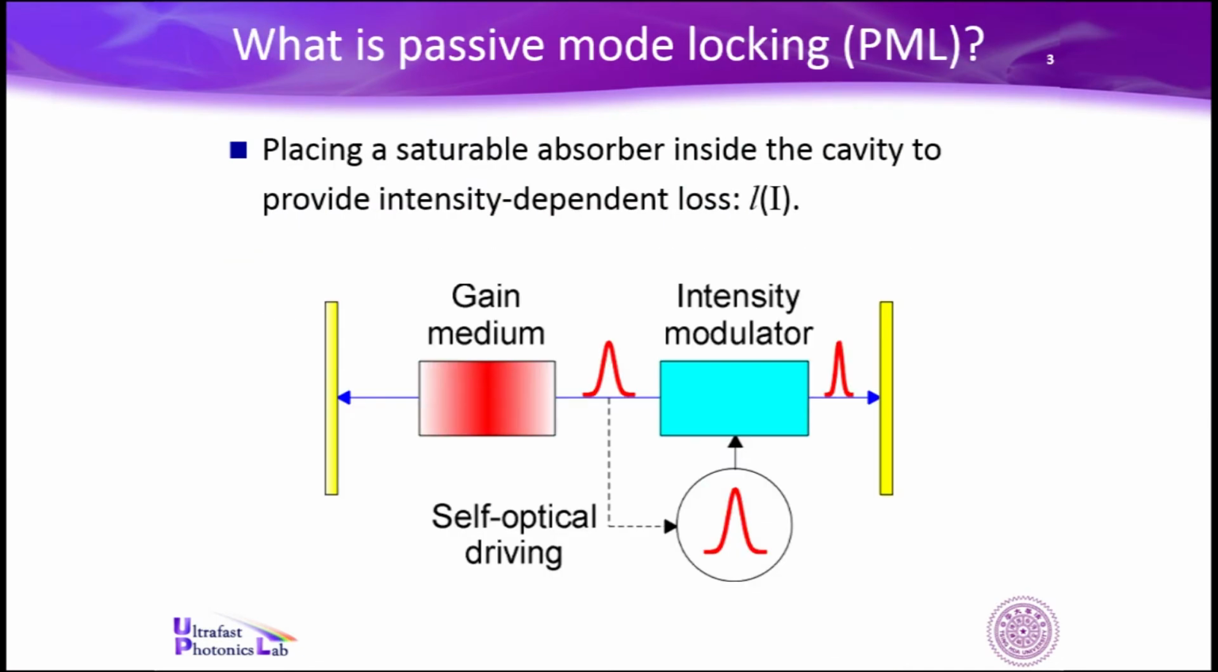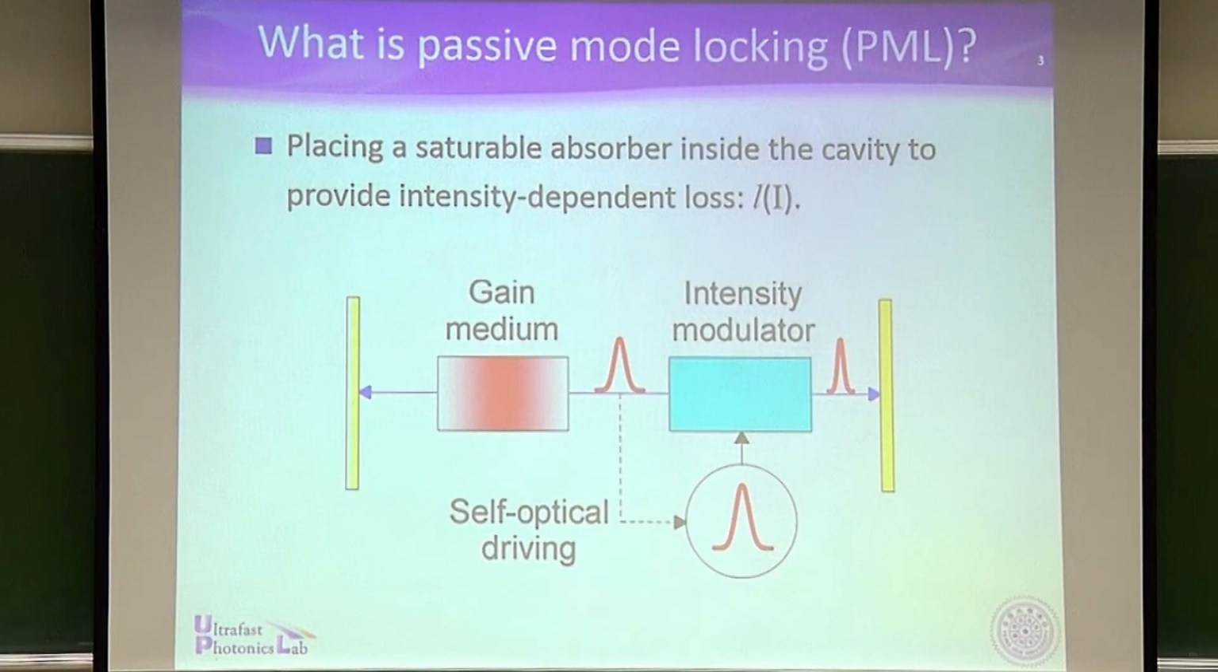Passive mode-locking, PML. The idea is quite easy. We just place a saturable absorber inside the cavity, which is shown here, the blue one. Okay? It can provide intensity-dependent loss. Your loss coefficient L is not a constant. It's a function of light intensity, I. Okay? So the picture is like this.